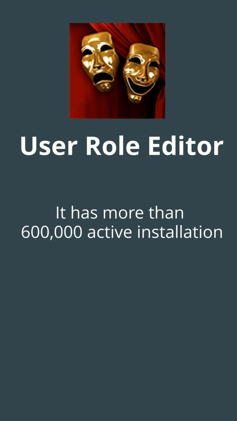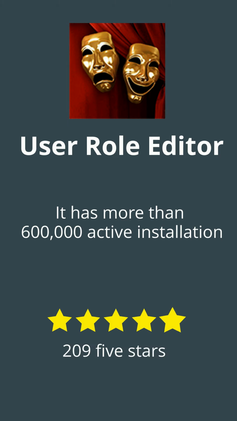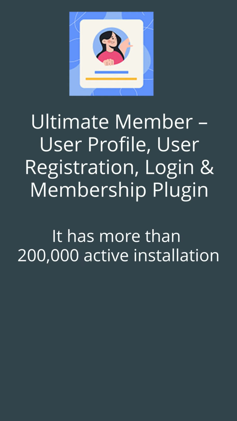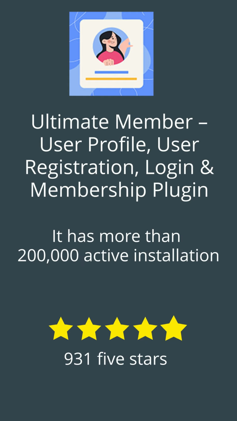At number 1 is User Role Editor. It has more than 600,000 active installations and 209 5-star ratings. At number 2 is Ultimate Member Plugin. It has more than 200,000 active installations and 931 5 stars.